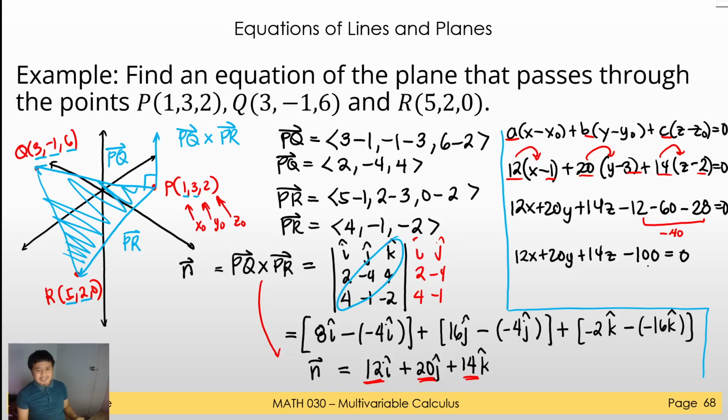Can we simplify this? We can actually simplify this. It is divisible by 2: 12, 20, 14, and 100 are all divisible by 2. So we divide by 2 so that the final answer will be in the simplest form. So we have 6x plus 10y plus 7z minus 50 is equal to 0. This will be your final answer in simplest form.